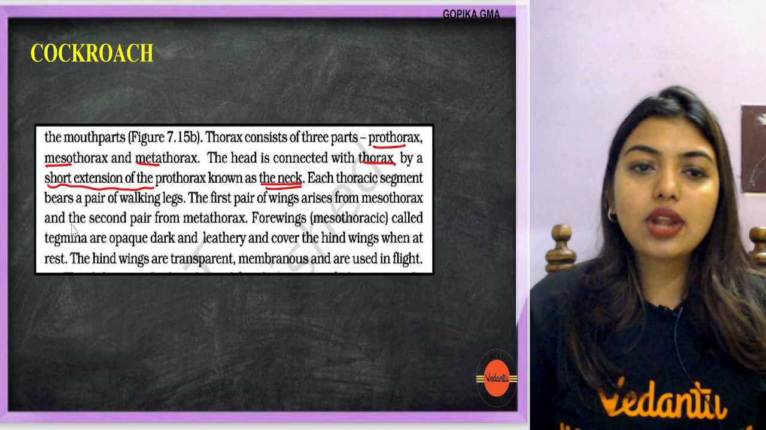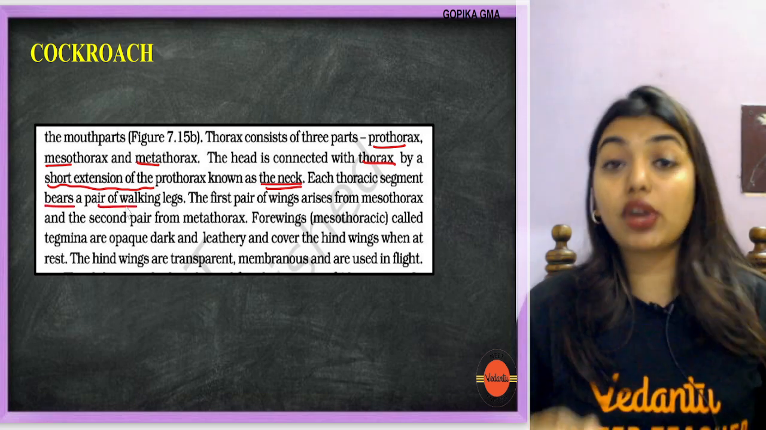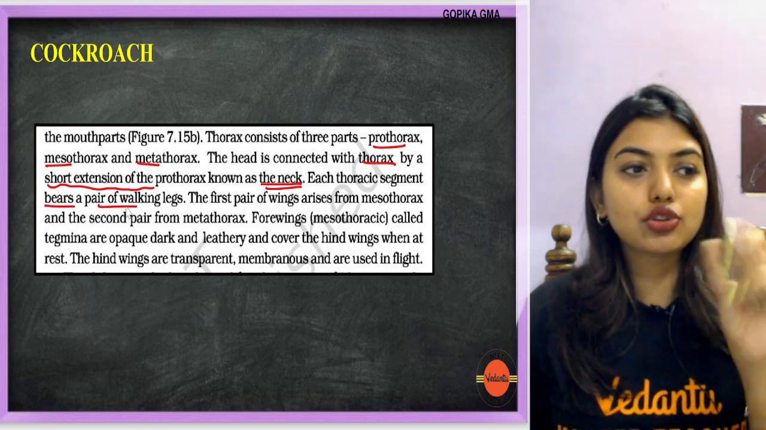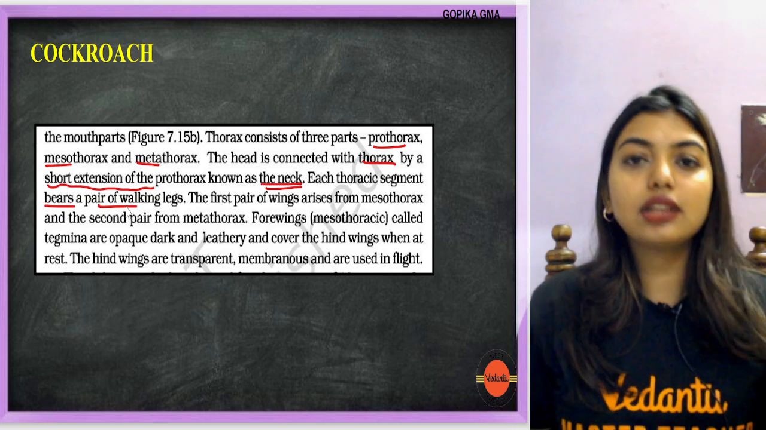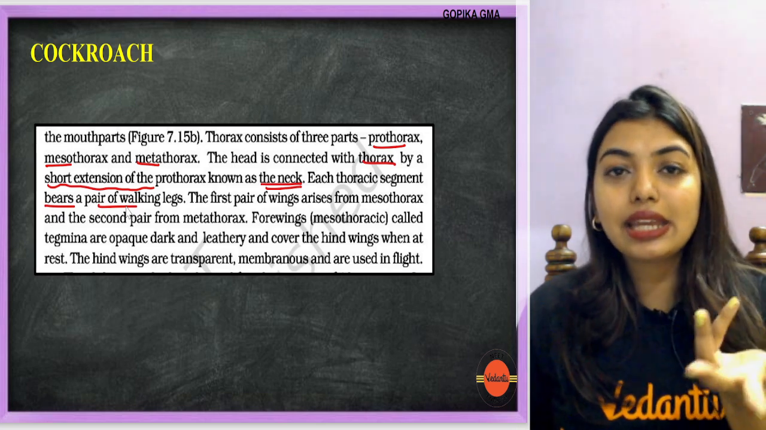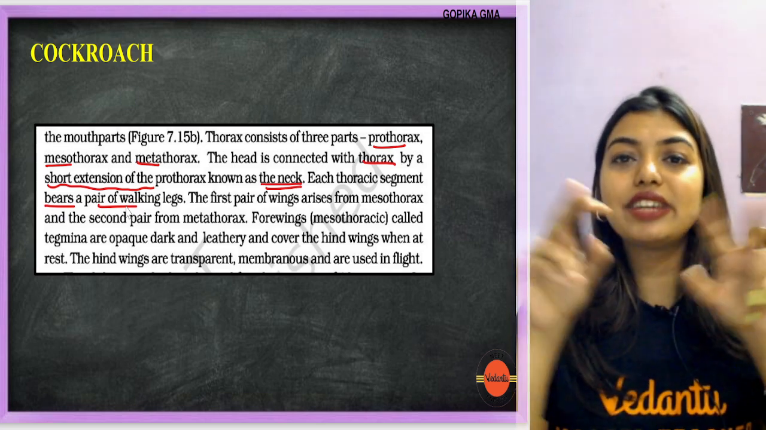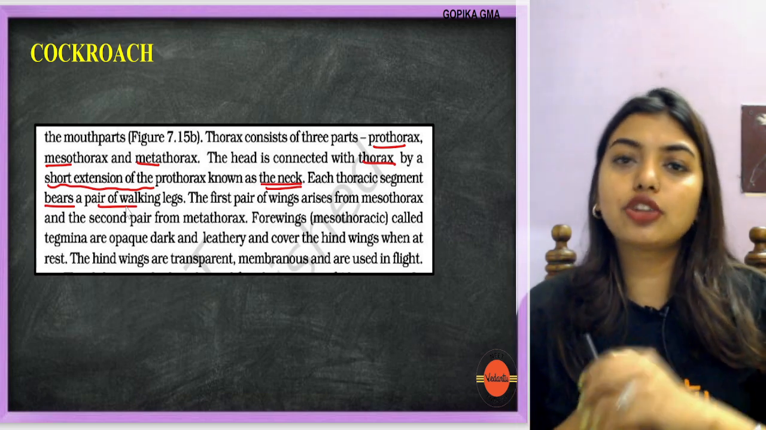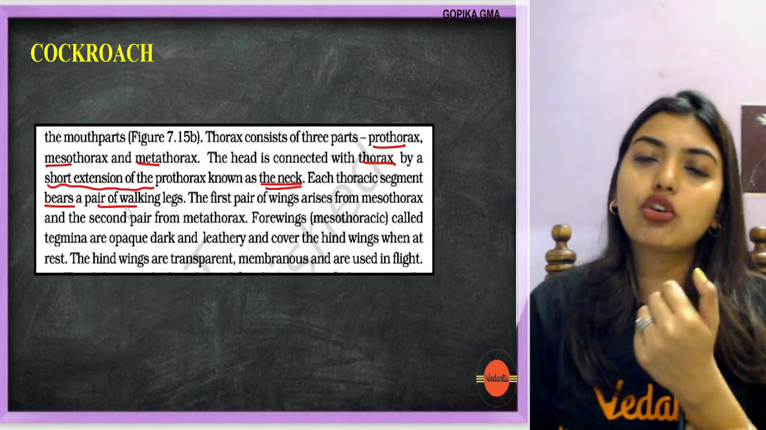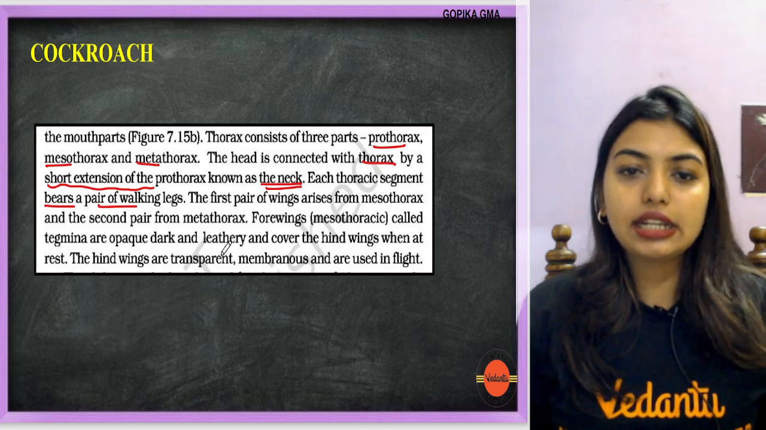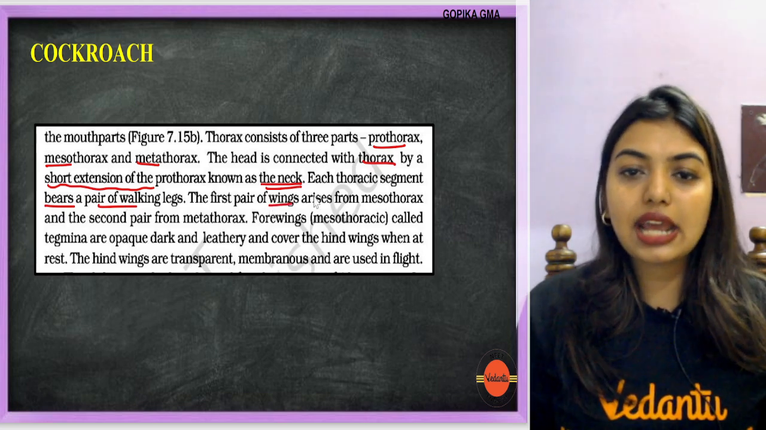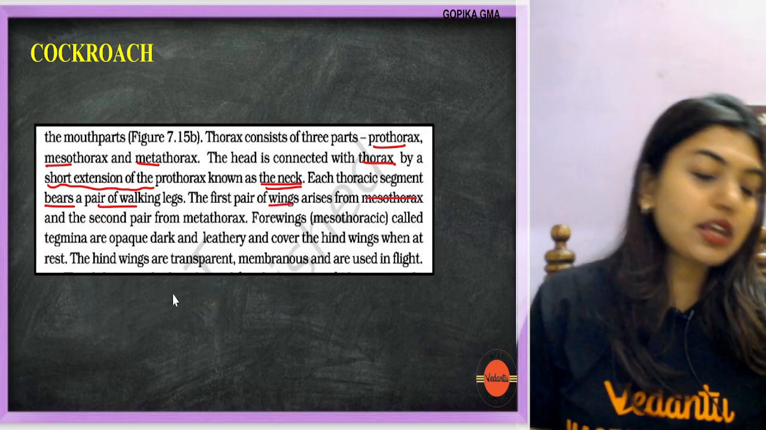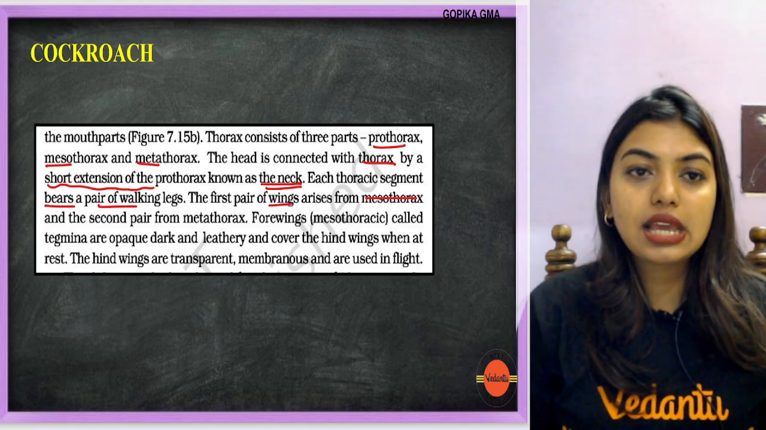Each thoracic segment bears a pair of walking legs. This is why in that diagram you saw mesothoracic leg, metathoracic leg, prothoracic leg. Why? Because each thoracic segment was giving rise to an appendage. What is the most important characteristic of arthropods? Jointed appendages. Then how can cockroach not have jointed appendages? Right, now the first pair of wings arises from the mesothorax. Okay, first pair of wings arises from the mesothorax.